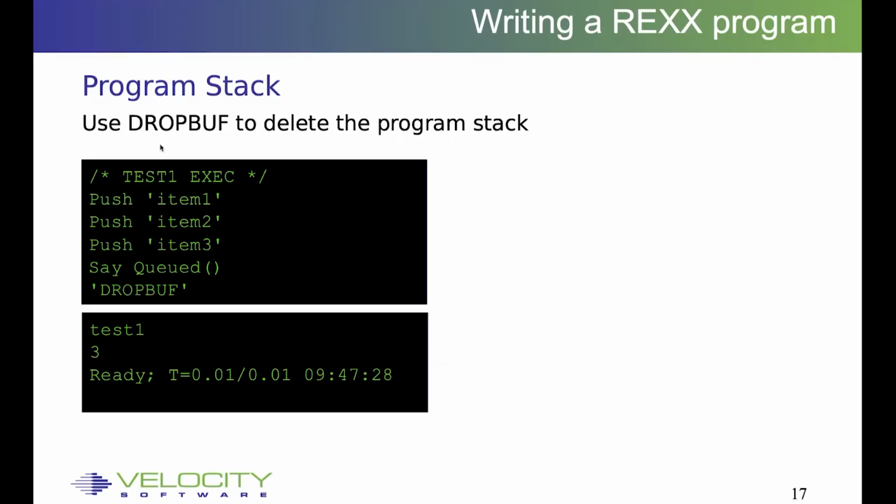We can use the drop buff command to delete the program stack. So after I display the output of the queued function, I issue drop buff. I get 3, but now no more errors. So this is what I expect. If I had run drop buff before I said queued, it would give me the result of 0 because the program stack got deleted.